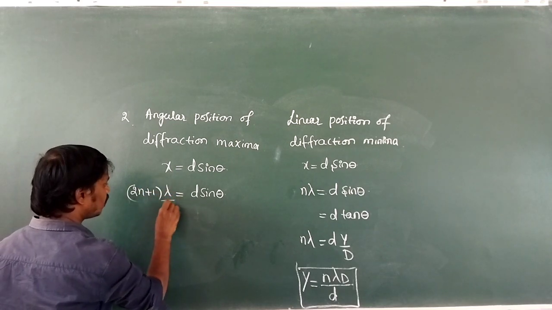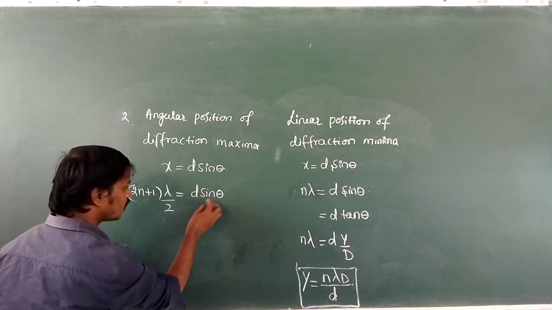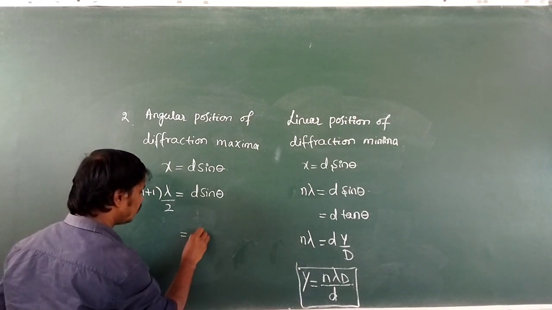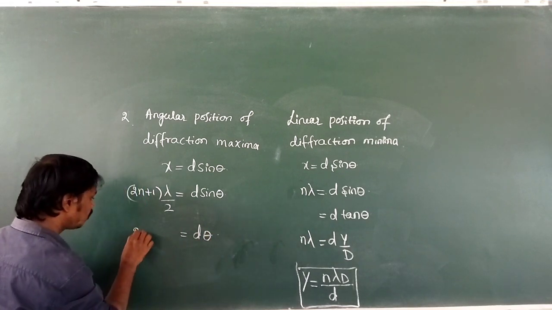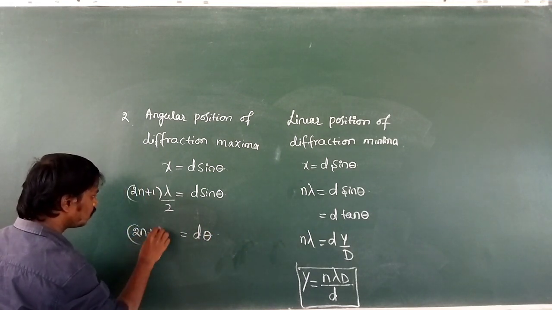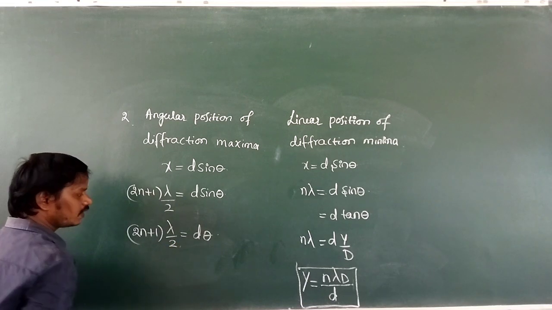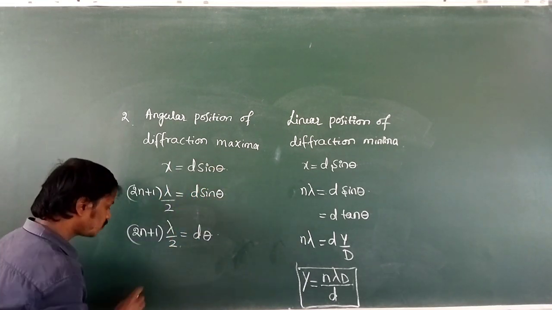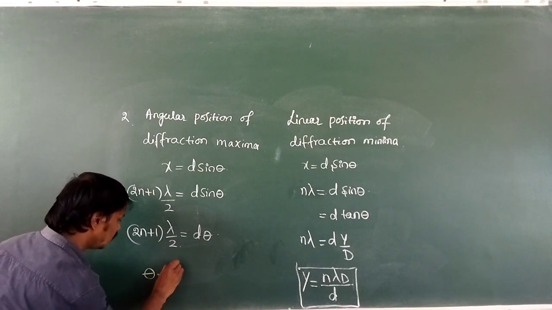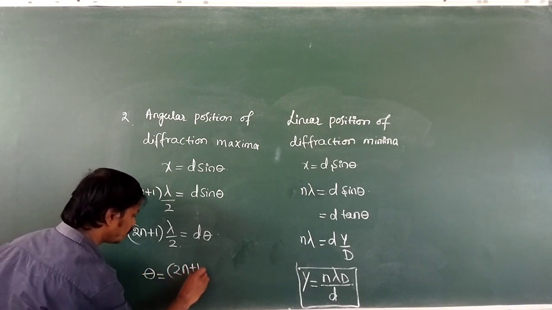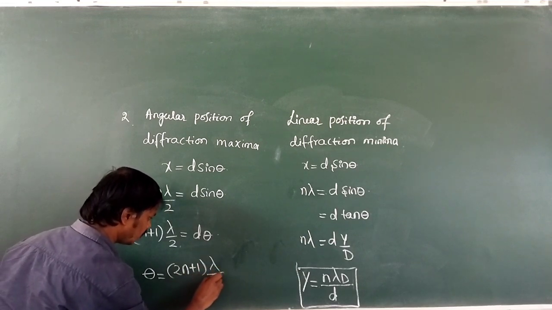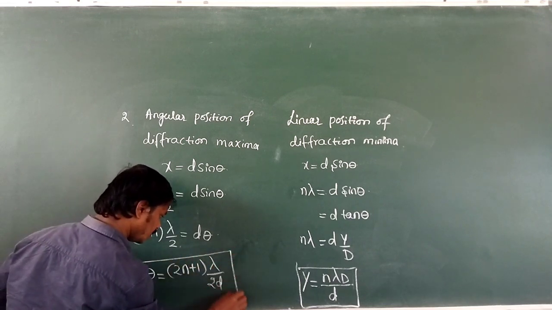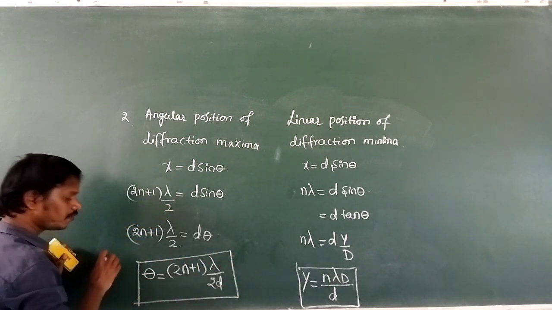2n plus 1 into lambda by 2. Now, again for the small angle sin theta can be written as theta, then d into theta is equal to 2n plus 1 into lambda by 2. Then what do we need? We need the angular position of diffraction maxima. Hence theta is equal to (2n plus 1) into lambda divided by 2d. So this is the formula used to find the diffraction maxima.